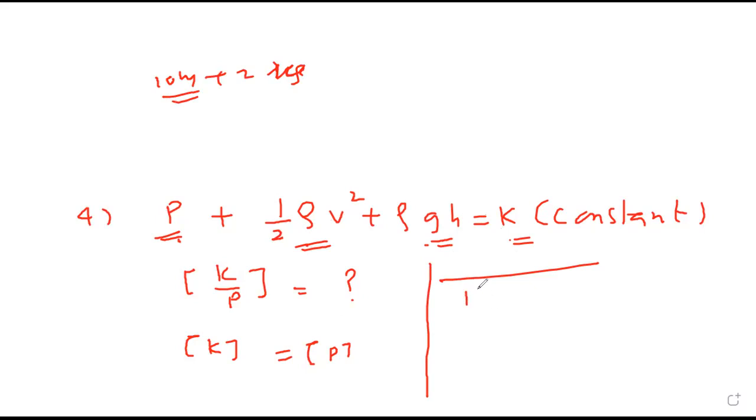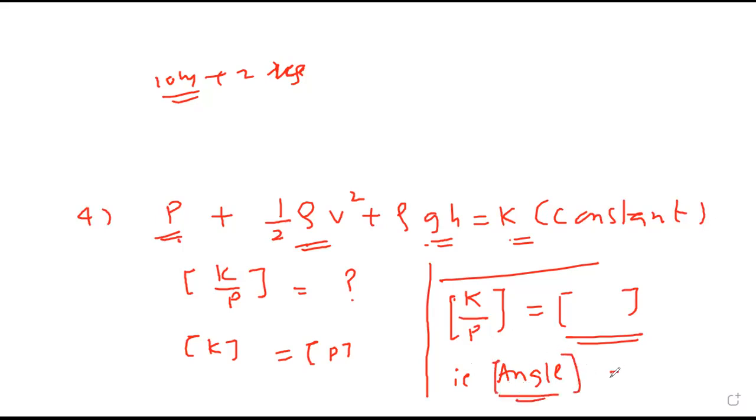Yes, sir. K and P are same. That means K upon P, if it is same, it will get cancelled. So it is dimensionless. If it is dimensionless, thrust मतलब force, उसके पास dimension है. Pressure के पास है, angle के पास dimension नहीं है ना? Angle is in radian. So this is similar to angle because it is dimensionless. So option C. K upon P is same as that of anything which is dimensionless, angle is dimensionless. C.